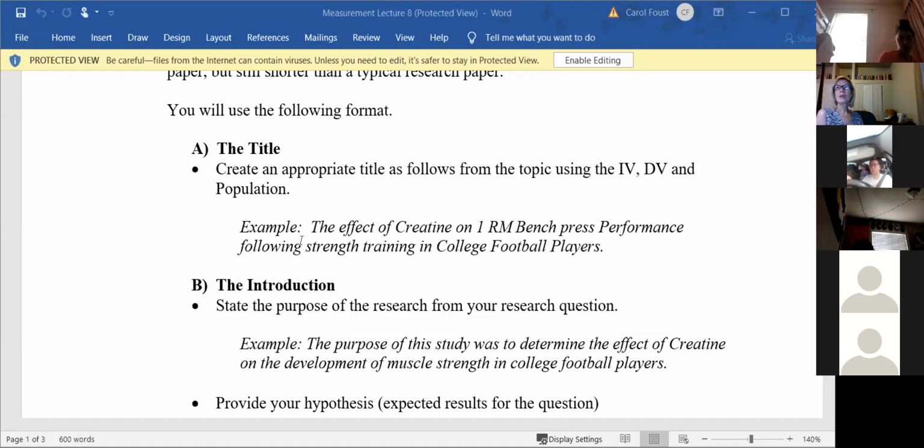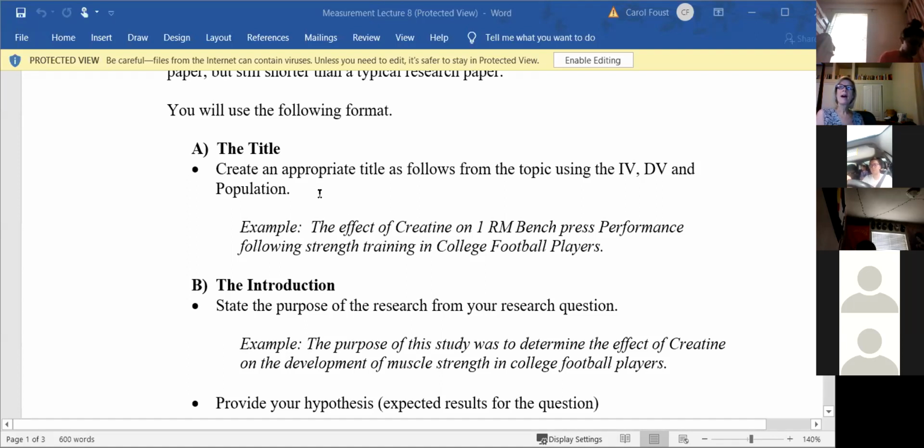For something that's more descriptive, we might have a hypothesis that would say something like the relationship between age and sexual permissiveness in young adults between the ages of 18 and 30. Okay, makes sense? So you've got to have a good title.